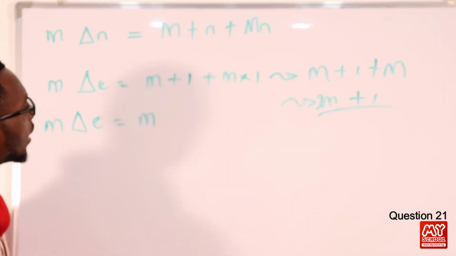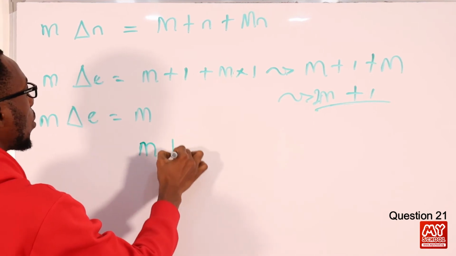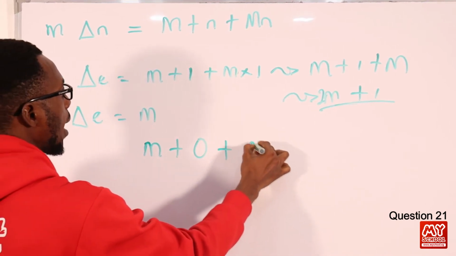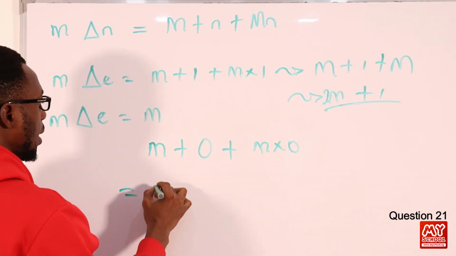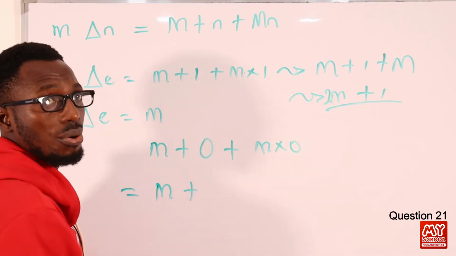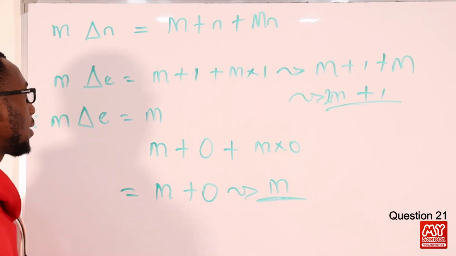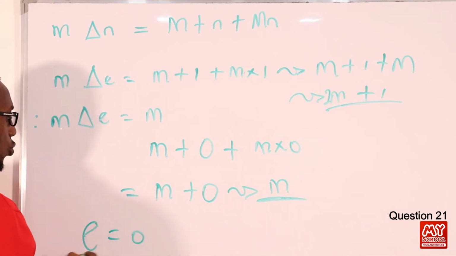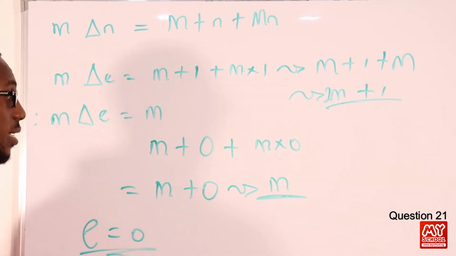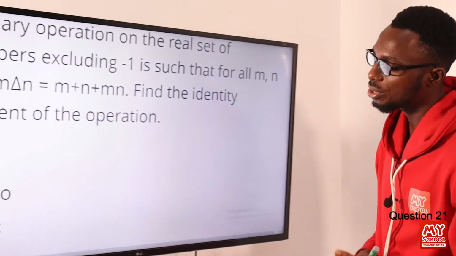So let's try out 0. Okay, so that should be m plus 0 plus m times 0. So I should have m plus 0, that is actually m, plus m times 0, that is 0. So m plus 0 is still m. So the identity element for this particular expression is 0. So that means your e should be 0. Identity or neutral element should be 0. So let's see if we have 0 supplied in the options provided. Yeah, there's a confirmation. Option B is the right option.